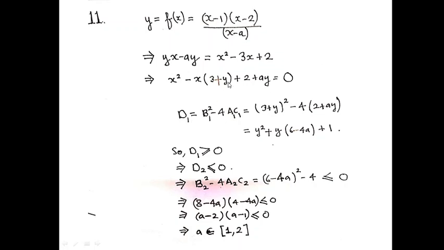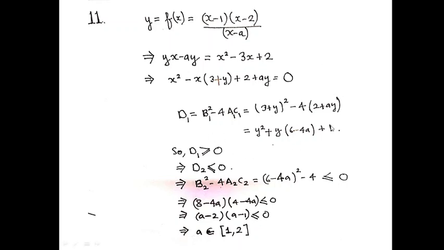So (3 + y)² - 4(2 + ay), it gives you this expression, y² + y(6 - 4a) + 1. Now this y² + y(6 - 4a) + 1 should always be greater than 0. So for that to happen, the discriminant of this equation should be negative. Please think once more. See, if the discriminant of this is negative, then this expression will always be positive, will never be equal to 0 or less than 0. So our conditions will be met.